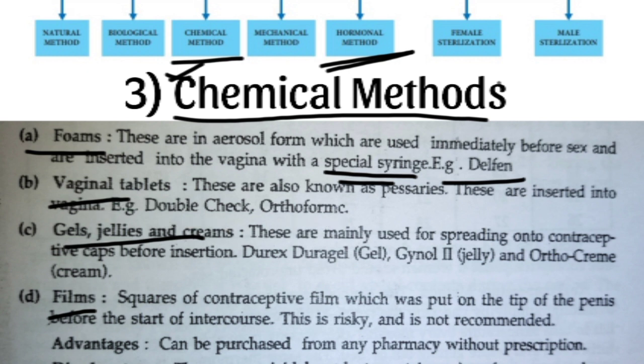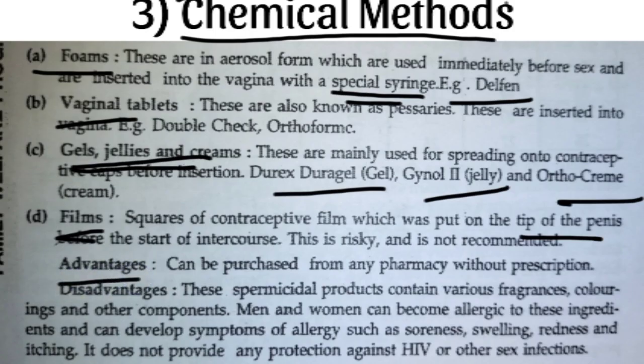And then we have gels, jellies and creams. These are applied on the superficial layer around the vagina. And we have examples for jelly, gel and cream. Next we have films. These films are paper-like structures. They should be applied on the tip of the penis, and after applying, the couple can have intercourse and will not get pregnant. The advantage of this method is you can purchase it from a pharmacy and no doctor's prescription is needed.